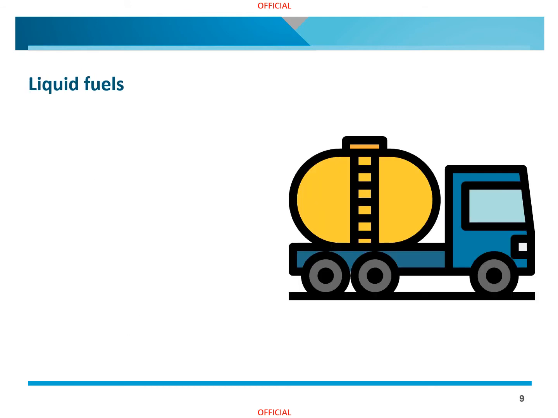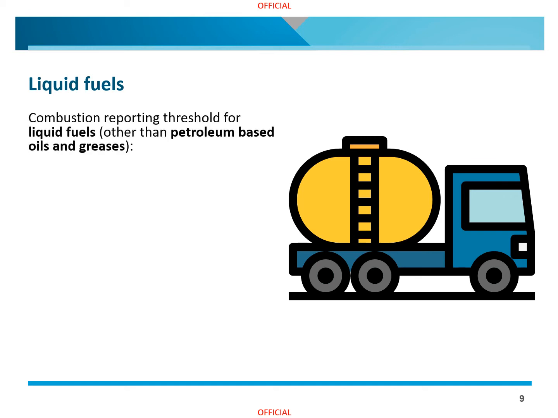There are 3 thresholds for reporting liquid fuels. The first threshold applies to combusting liquid fuels other than petroleum-based oils and greases. You are required to report each instance of a source where the amount of fuel combusted is over 1 kiloliter. It is optional to include data about instances of a source where the amount of liquid fuels other than petroleum-based oils and greases combusted is 1 kiloliter or less.